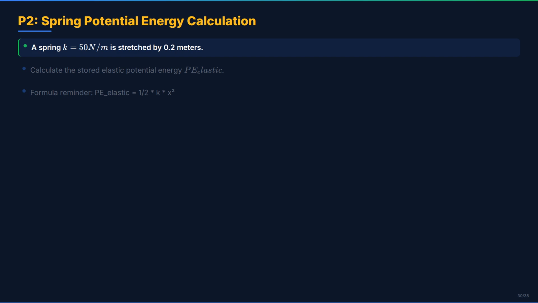Next, multiply this by K. 50 times 0.04 is equal to 2. Finally, take half of that result. 2 divided by 2 is equal to 1. The stored potential energy is 1 joule. The key takeaway here is that the energy stored is proportional to the square of the distance stretched, meaning pulling it twice as far stores 4 times the energy.